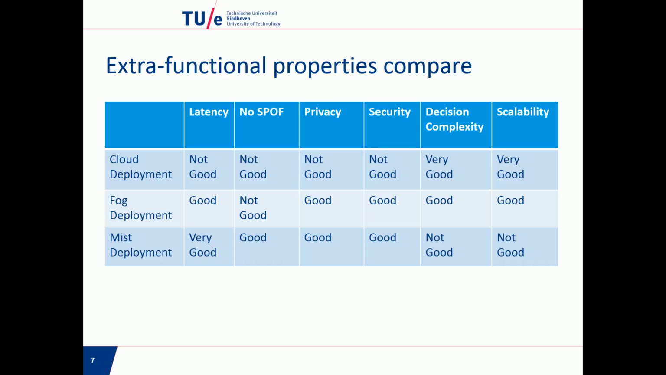Both cloud and fog approaches introduce a single point of failure because the function is placed in a centralized or relatively centralized element. Contrarily, the mist approach distributes the functions in different end devices, so there doesn't exist a single point of failure.